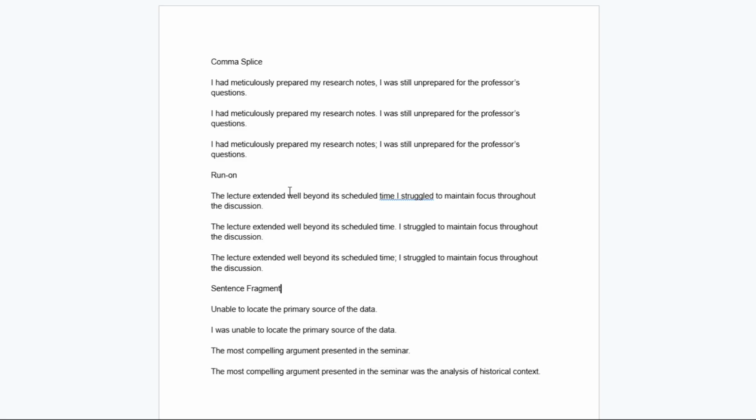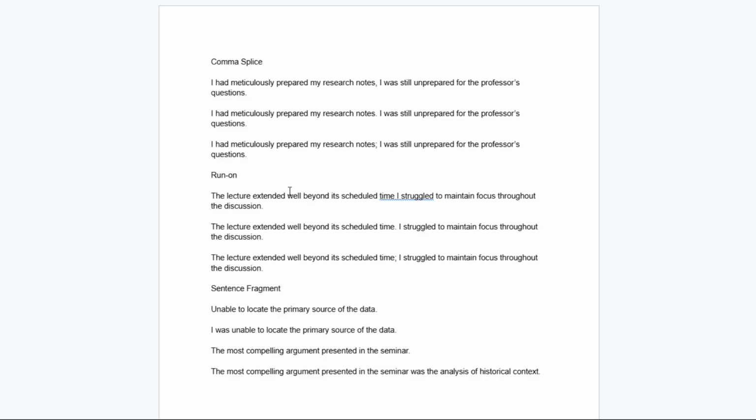Once you master these, your clarity when you write will improve and you'll recognize them so much easier, and it'll make your writing just so much better than before. So hopefully by the end of this, you'll know when you make those errors and how you can identify them and fix them. So first, a comma splice.